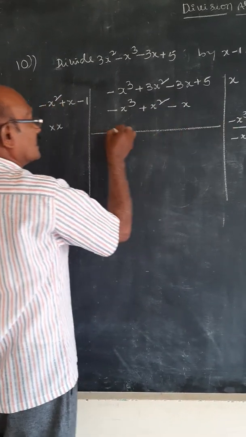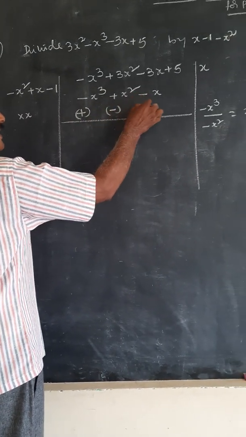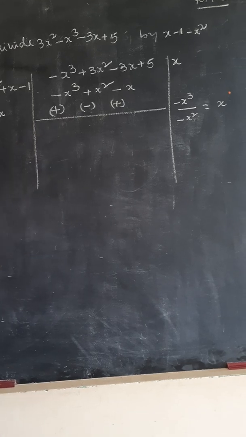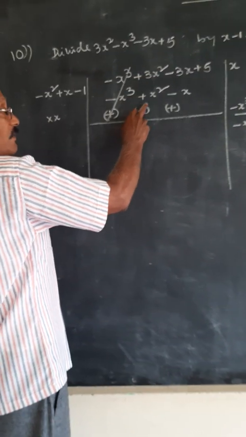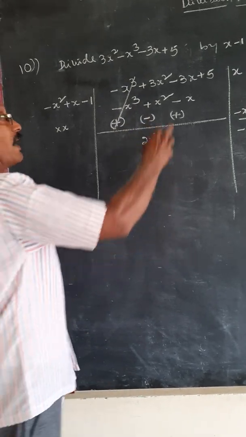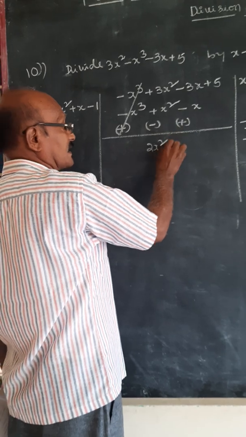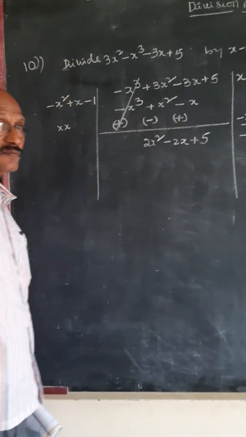Draw a line. Subtraction: plus becomes minus, minus becomes plus, that is, change the symbols. So these two are cancelled. Plus 3x square minus 1x square, that is plus 2x square. Minus 3x plus 1x, that is minus 2x plus 5.